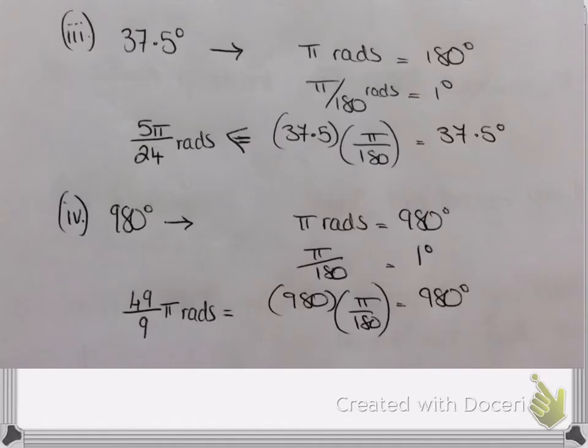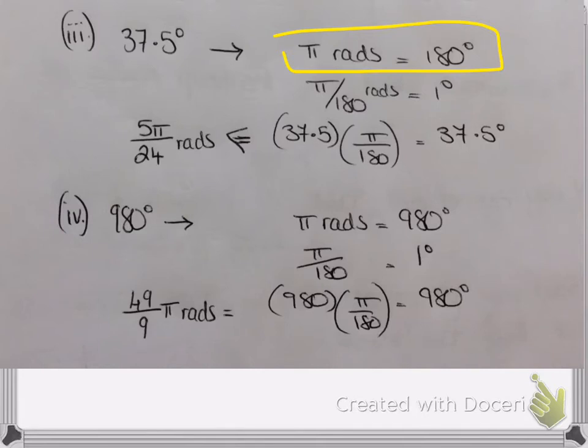Part 3, 37.5 degrees. Same thing again, just because you now have a decimal in your degree, it doesn't change anything. So your starting point, pi radians is equivalent to 180 degrees. Divide both sides by 180 so that you can get what 1 degree is equivalent to. Then multiply both sides by 37.5 to get what 37.5 degrees is equivalent to. And just tidy up your fraction. You end up with 5 pi over 24 radians. Okay, and that's given in its simplest form.